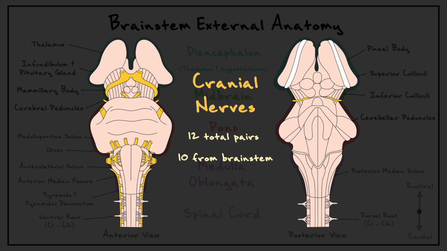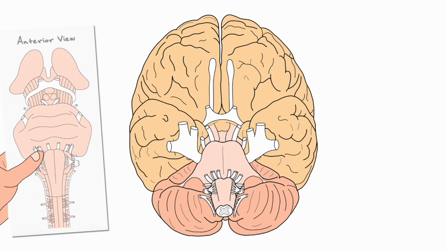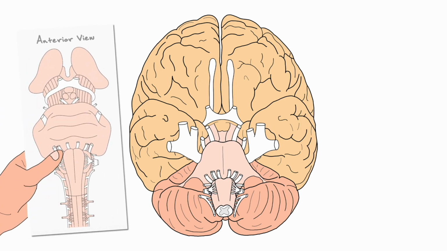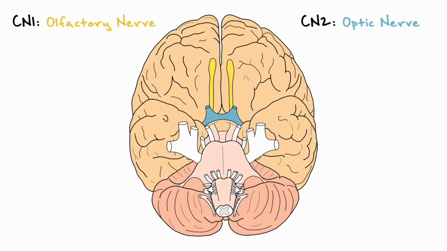To see the full 12 pairs, we need to consider this ventral or bottom view of the inferior surface of the brain. When we compare this figure with the anterior view we have been using, I hope that you can see the brainstem in more context and how it's structured with respect to the brain. So, as I said, 10 of the 12 pairs are related to the brainstem, which leaves 2 pairs out of it. These 2 pairs correspond to cranial nerve 1, the olfactory nerve, and cranial nerve 2, the optic nerve.